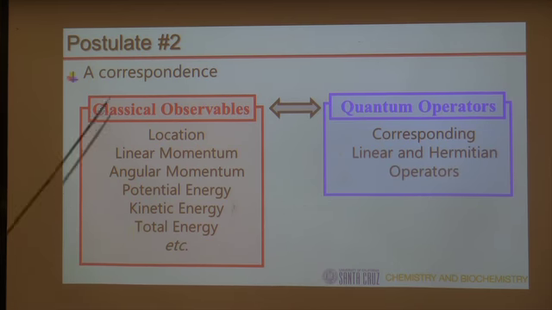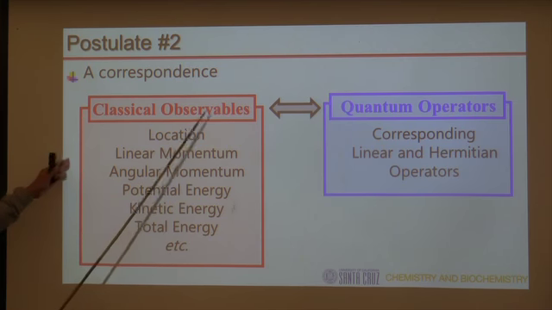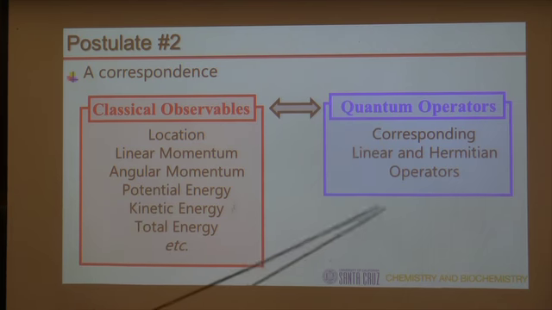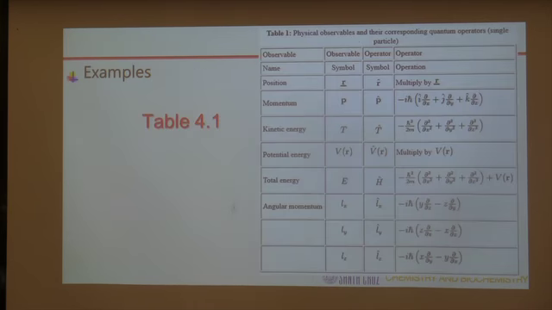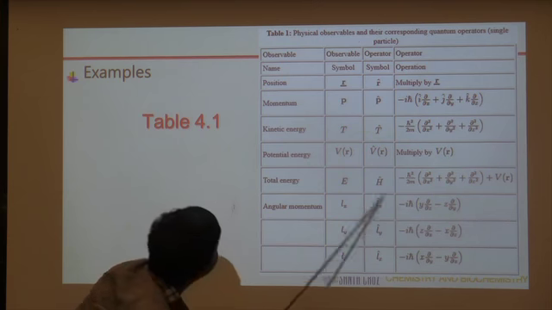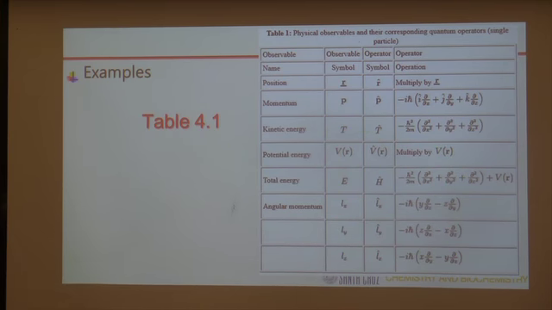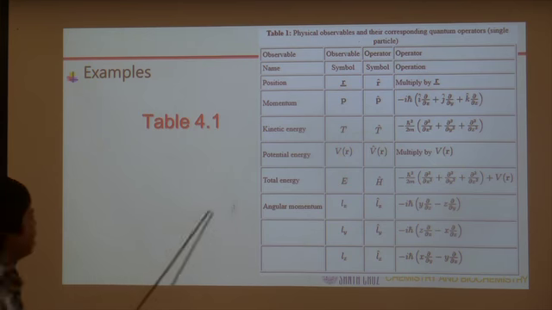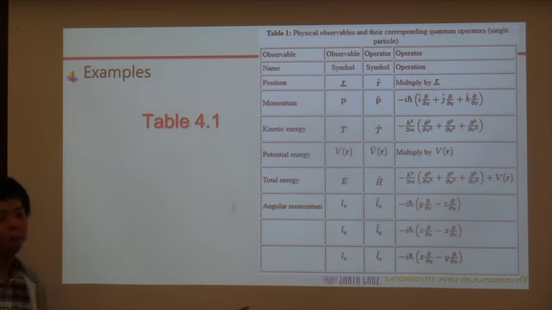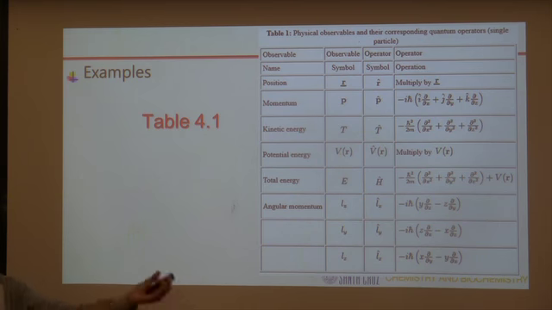Anyway, postulate number 2 says that any observable corresponds to one quantum operator, which is linear and Hermitian, and we can refer to table 4.1, which shows exactly which observables correspond to which operators. So if you want to observe the kinetic energy, you just use the kinetic energy operator to operate on the wave function, and that will give you back the kinetic energy. But number 2 just talks about correspondence, just letting you know there's a relationship between the two things. Okay.